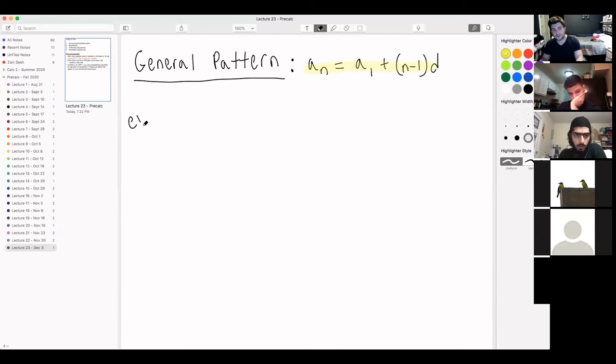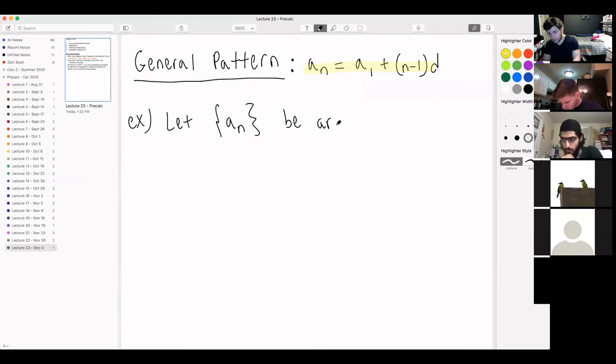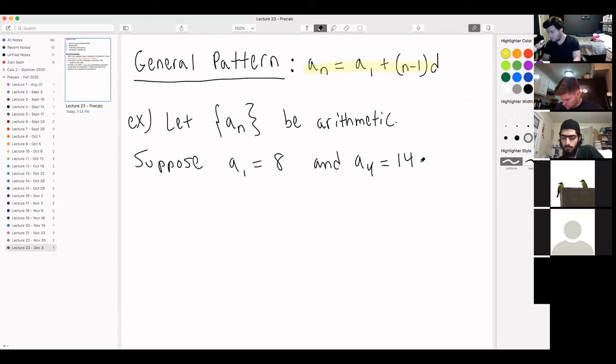All right, so let's use this guy. So let a_n be arithmetic. When I say that, I just mean let a_n be an arithmetic sequence. Okay. Suppose a sub 1 equals 8, and the fourth term, a sub 4, equals 14. Given this info, find the fifth term, a sub 5.